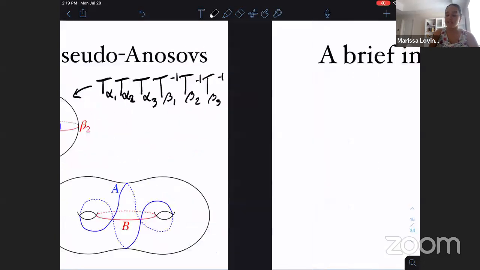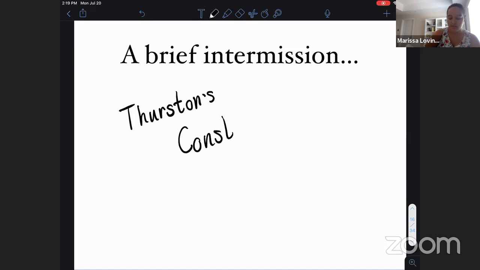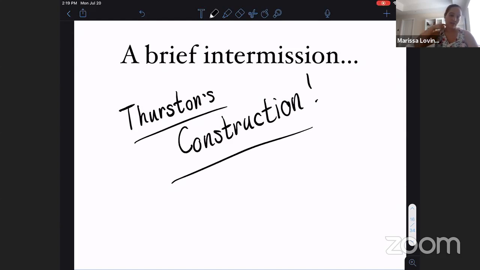I won't get into this too much, but I just wanted to give an advertisement, because I do have office hours later this week. If you're interested in how you can build pseudo-Anosovs, both of these examples that I've just given are examples of Thurston's construction, which is a really nice construction of pseudo-Anosovs. It's very combinatorial. So feel free to chat with me about that in the office hours later this week. Okay, I just had to advertise. I couldn't not say this.